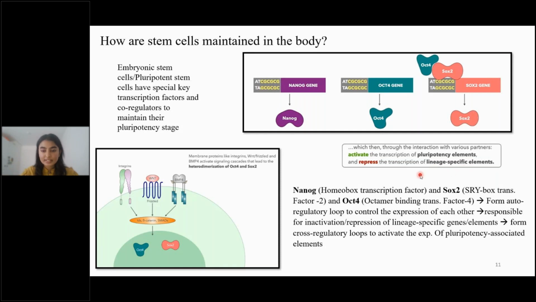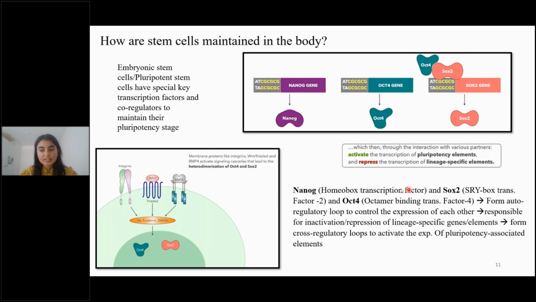Because we want a cell to behave like a stem cell. Now, what is NANOG? NANOG is also called the homeobox transcription factor, and SOX2 is also called the SRY-box transcription factor 2, and then we have OCT4, which is octamer-binding transcription factor 4. So these are the three main proteins.